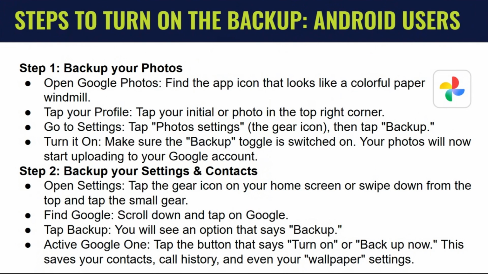Step 2, backing up your settings and contacts. Open your settings and then scroll down until you find Google. Click into the Google settings. Tap Backup and then tap the button that says Turn on or Back Up Now next to each option you'd like to start backing up. Contacts, photos and videos, or other settings. Then you should be done.